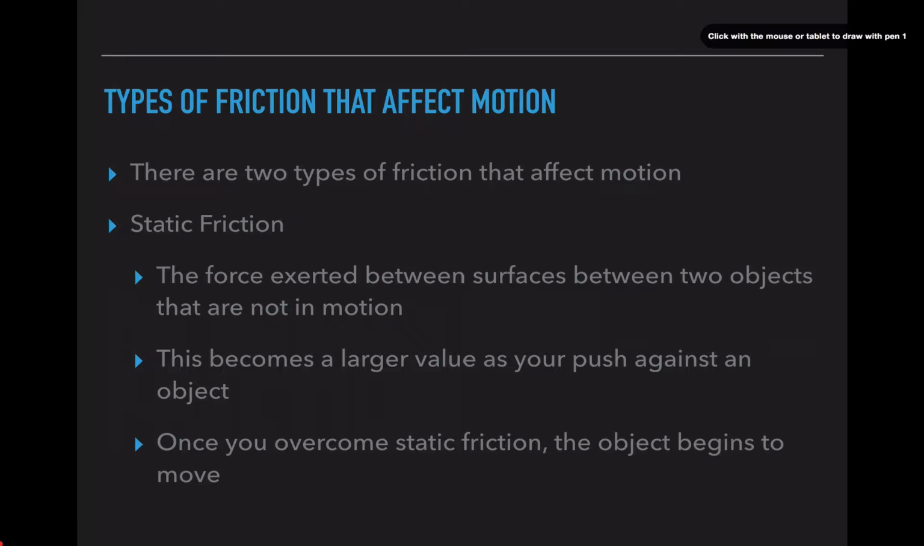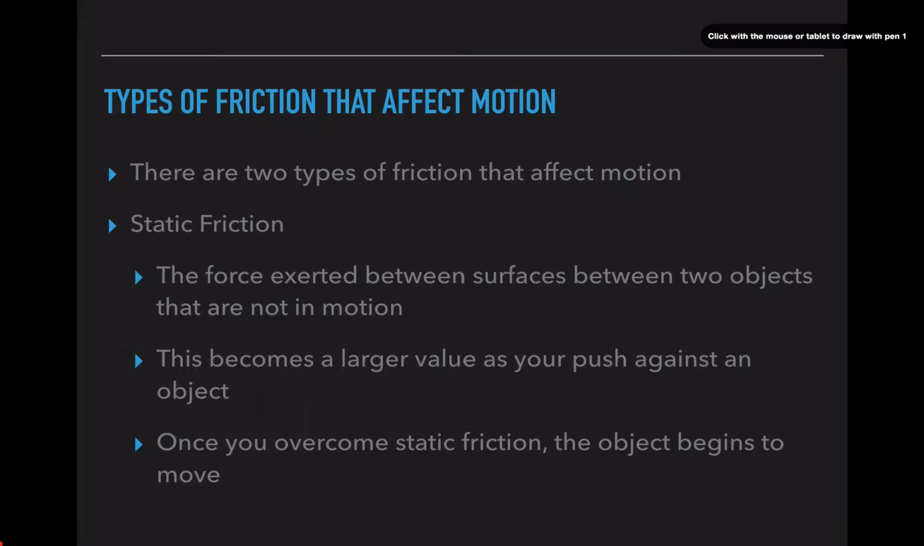The first type is static friction. It is the force exerted between surfaces when two objects are not in motion. This force becomes a larger value as you push against an object, but once you overcome static friction, the object begins to move and you have to apply a lower amount of force.